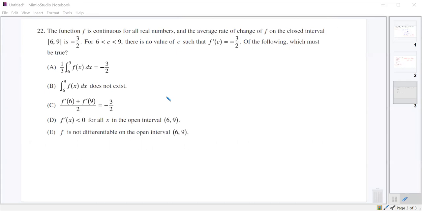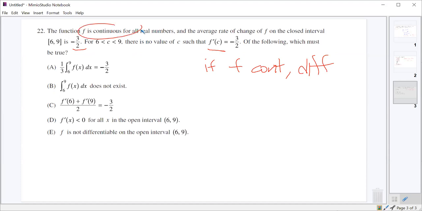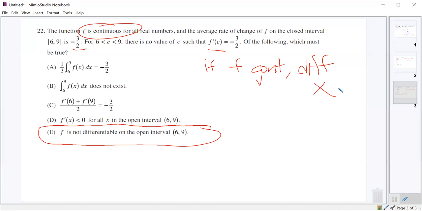So there seems to be an issue here, if we think about it. It says the average rate of change is -3/2, which means the instantaneous rate of change should be -3/2. This should be true if f is continuous and differentiable. Well, it says f is continuous. Does it say that f is differentiable? It doesn't say that f is differentiable. So what this is telling us is that f is not differentiable. We know it's continuous, but it must not be differentiable because this is not true.